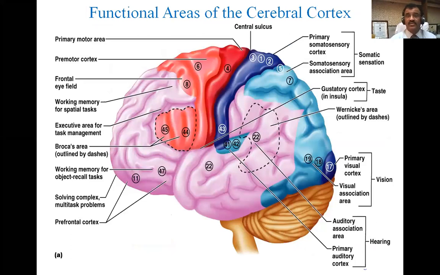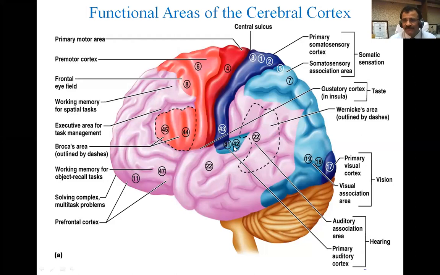Once again, you see through this diagram, and I think it's quite clear about the area numbers. Area number 3, 1, 2. We can't call it 1, 2, 3 because 3 is located up, 1 is middle, and 2 is down. So we call it 3, 1, 2. Then area number 4 is the primary motor area on the pre-central gyrus, and the sensory area is located on the post-central gyrus. We can see area number 43, gustatory, located below area 3, 1, 2.